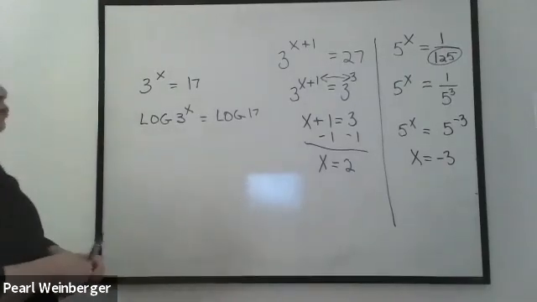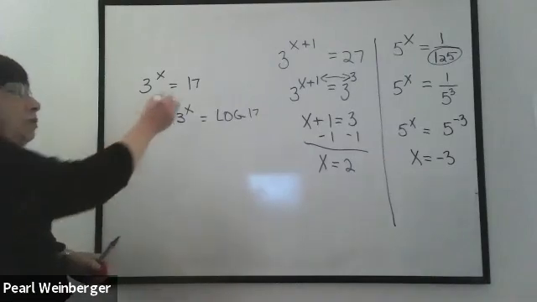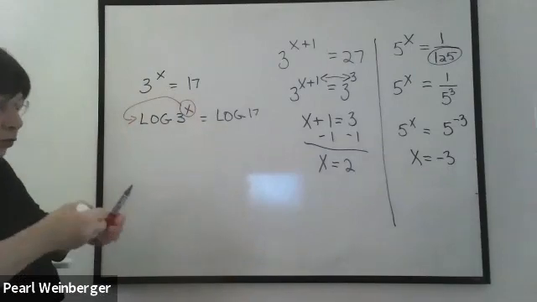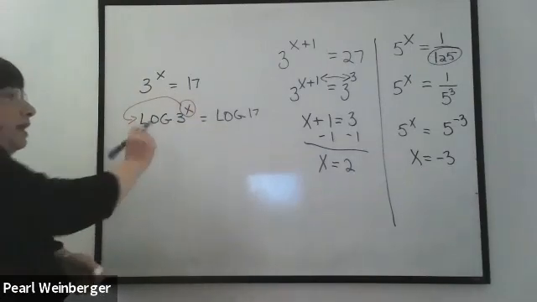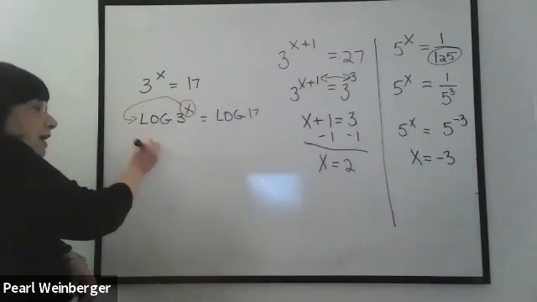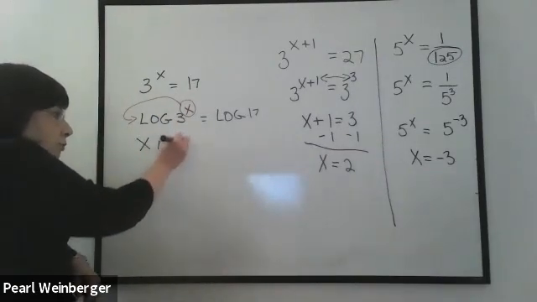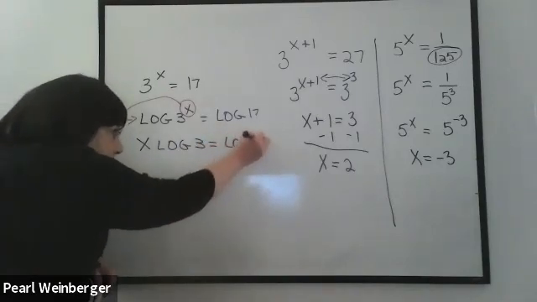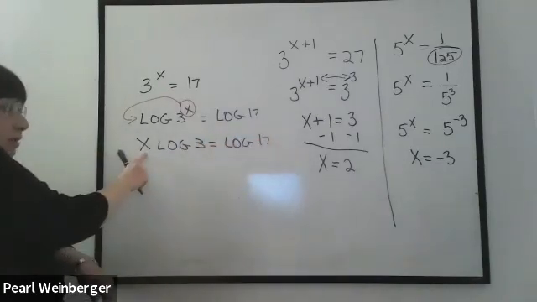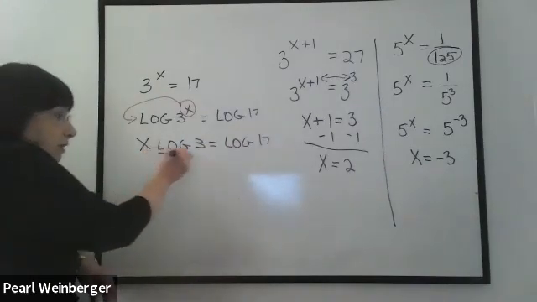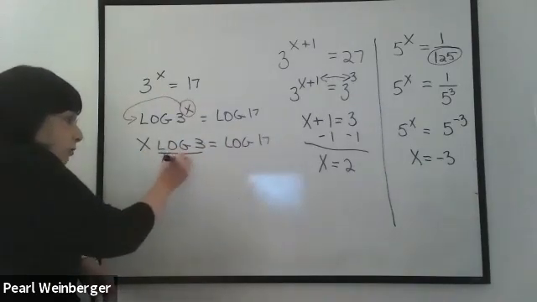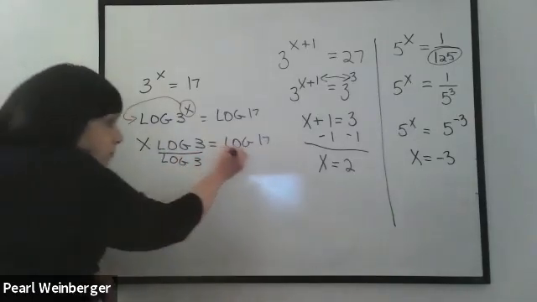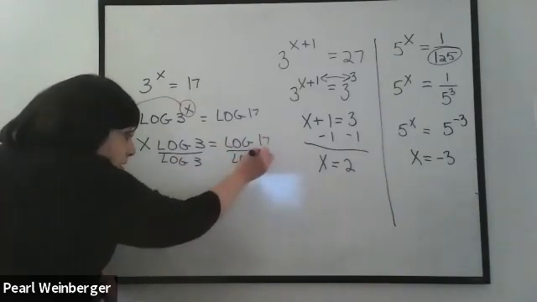Well, the reason I'm doing it is because I know when I'm working with logs, exponents become coefficients. So I could rewrite this statement, log of 3 to the x, as x times log 3 equals log 17. And then, since I want to get the x alone, I'm going to isolate the x by dividing out the log 3. X is being multiplied by log 3.